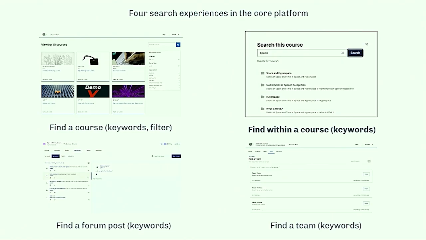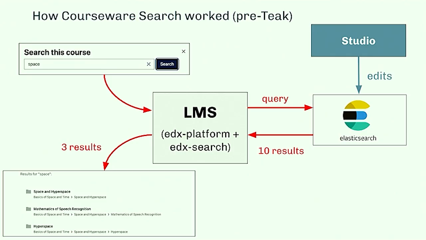But of these, it might not be obvious, but one is way more complex than all the others. And that is the course content search that you see in the top right. We'll get into how that works a bit right now, because I think it's worth doing a little bit of a deep dive. This is how it worked up until the Teak release. So we're still in the past part of the talk.